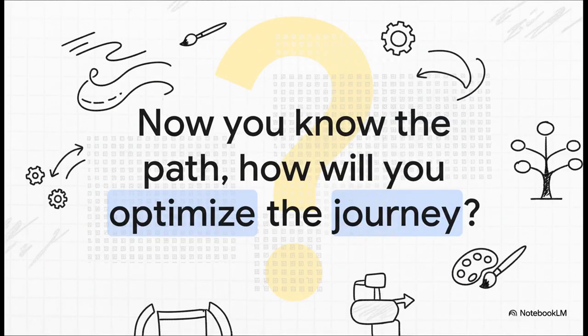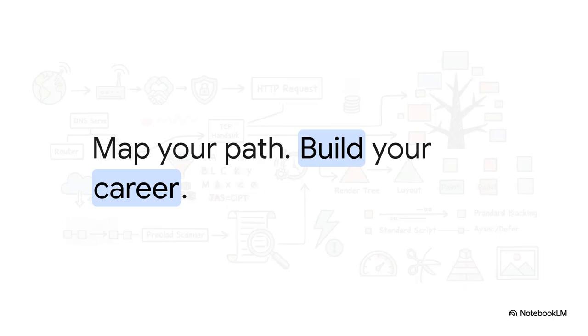So you see, every single choice we make as developers, how we structure our HTML, how we load our CSS, or how we execute our JavaScript, it all directly impacts this incredibly intricate journey. Now that you know the path, the real question is, how will you optimize the journey for your users? I really hope this explainer helped clarify the incredible amount of work a browser does behind the scenes. By understanding this path, you can build better, faster experiences for everyone who uses your sites.